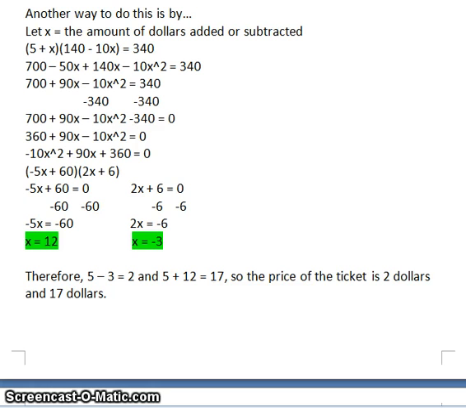I simplified this and then made it equal to 0, and I got negative 5x plus 60 and 2x plus 6, which are two binomials as well, and I made them both equal to 0, and I got x equals 12 and x equals negative 3. Since x is equal to the amount of dollars added or subtracted to 5, I did 5 minus 3 equals 2, and 5 plus 12 equals 17, which is the same answer I got for the first equation. And so the price of the ticket is $2 or $17.